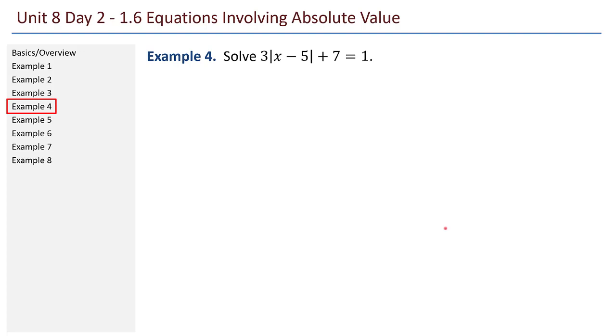Example 4. A similar problem. Let's solve this equation. So I need to get the absolute value by itself. So let's subtract 7 from both sides. 3 times absolute value x minus 5 equals negative 6. Divide both sides by 3. Absolute value x minus 5 equals negative 2.